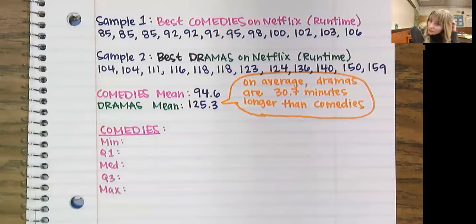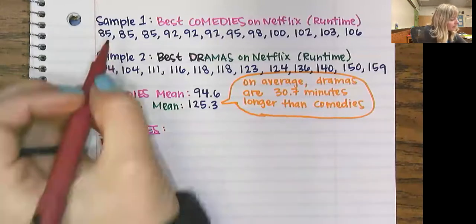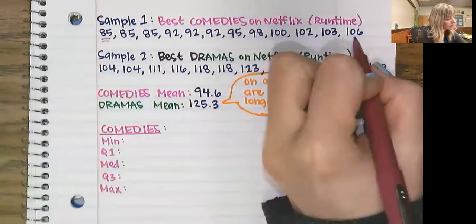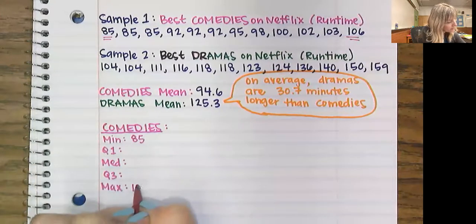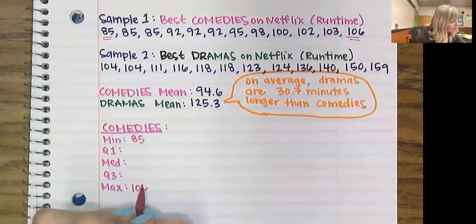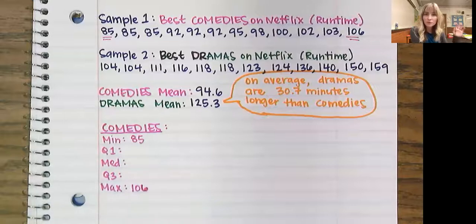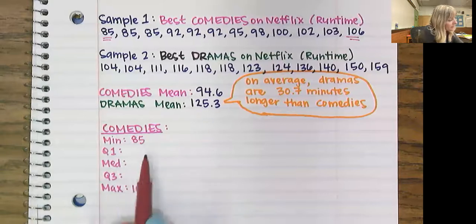Now, I was super nice when I gave you this data and I already put it in order for you. Wasn't that really, really kind of me? So because it's already in order, I can just jump right into this. Okay, here's the min and here's the max. All right, 85 and 106. I'm only focused on the comedies sample right now. I'll do it again for the dramas. They're two different samples and we're comparing them, so you've got to do everything twice here. So the min was 85, the max was 106.